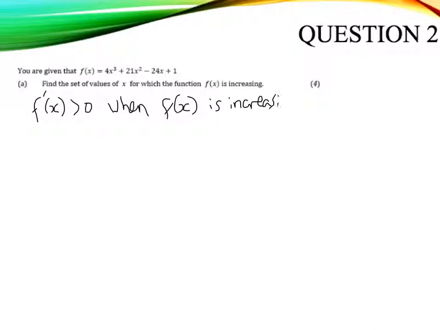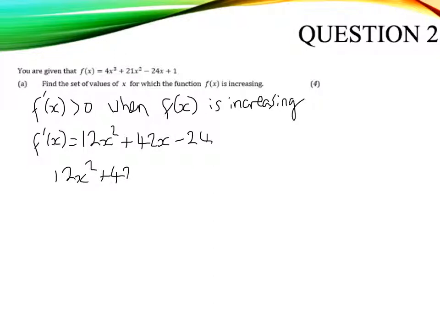So let's work out what the derivative of f of x is, f dash of x. So f dash of x is going to give us 12x squared plus 42x minus 24. Now we want this to be greater than 0. So 12x squared plus 42x minus 24 is greater than 0. And this is the inequality that we're now going to solve for x to find the set of values of x for which the function is increasing.